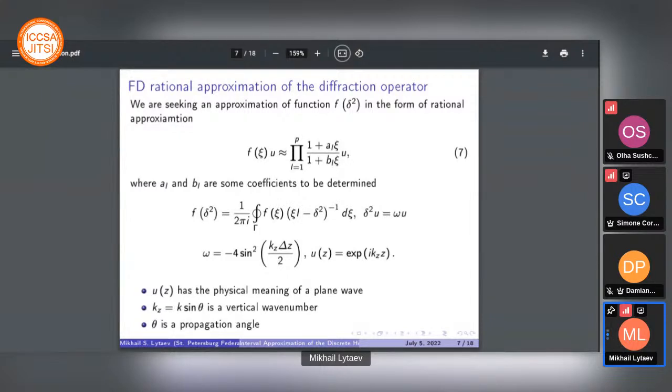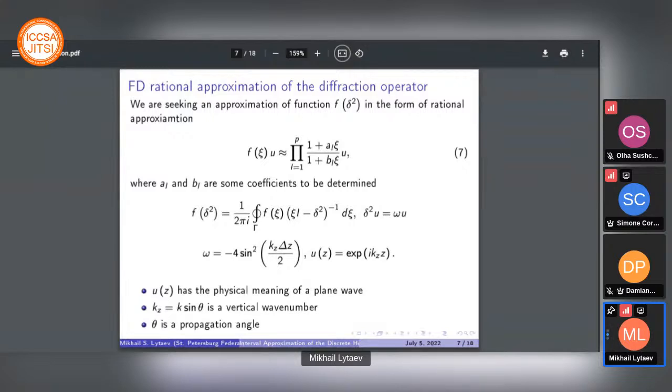We are seeking the approximations of the fully discrete diffraction operator in the form of rational approximation. We define the operator function by Cauchy's integral formula, where gamma encloses all the eigenvalues of the second difference operator. The solution of the eigenvalue problem is written as follows.